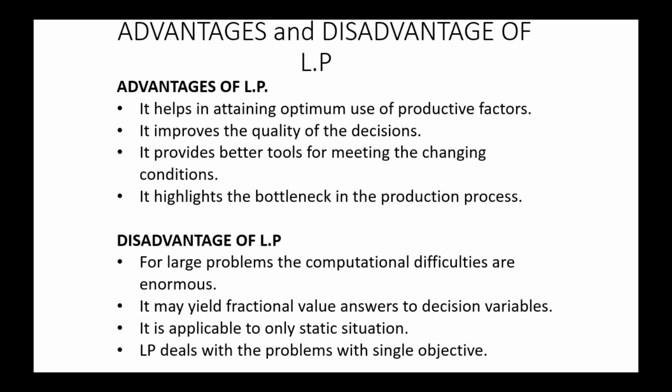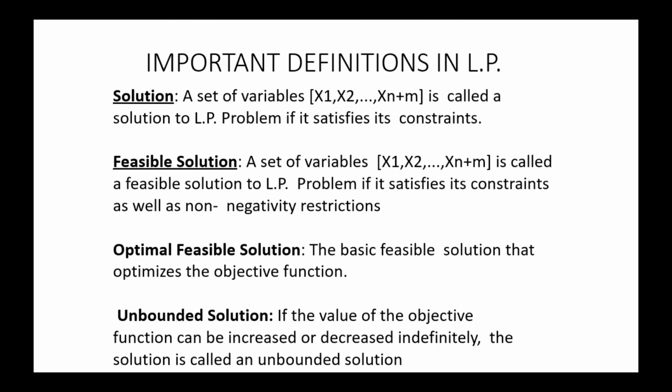Now, let's quickly look at the important definitions in linear programming. One, solution: a set of variables is called a solution if it satisfies the constraints. Two is feasible solution. A feasible solution is a set of variables x1, x2 to xn that satisfies the constraints of the linear programming problem as well as the non-negativity restriction.